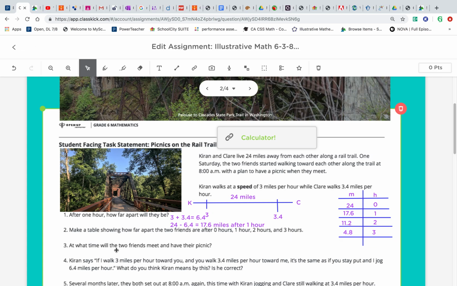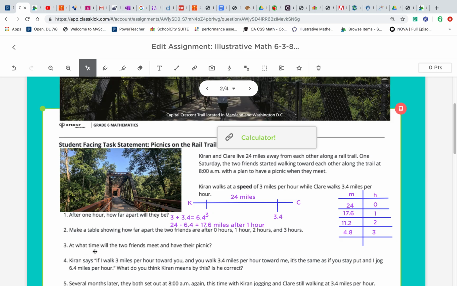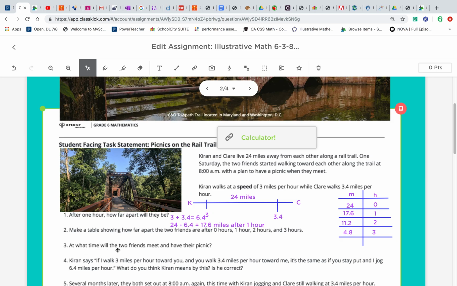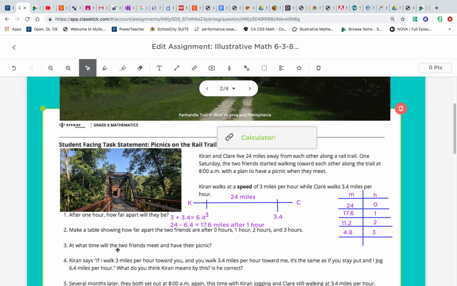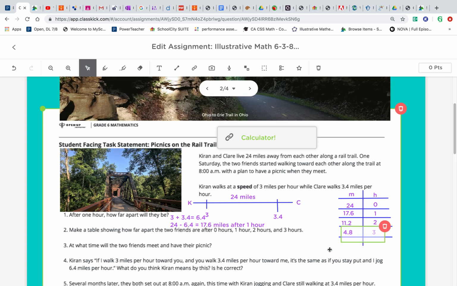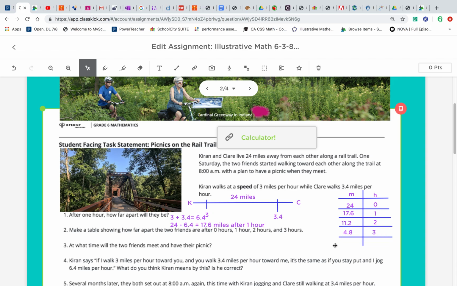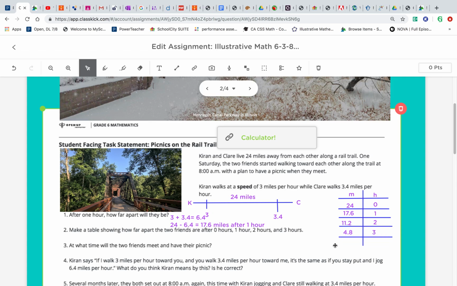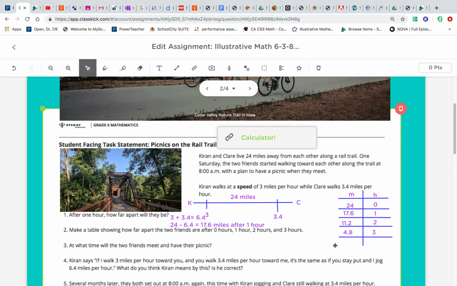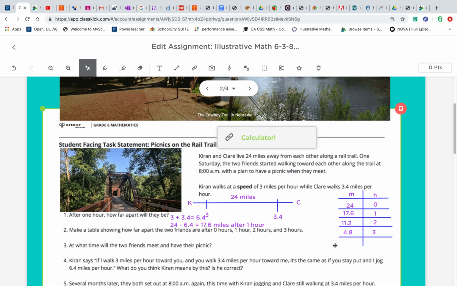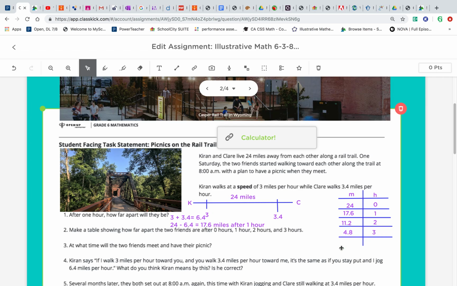But what we really wanted to know, really from the beginning, and what number 3 gets at, is at what time are they going to actually meet? When do they actually get to have their picnic? Well, we know, gosh, after 3 hours, they are still 4.8 miles apart, right? So they're still not there. They're going to need some more time. And we need to know how long is it going to take them to cover 4.8 miles.